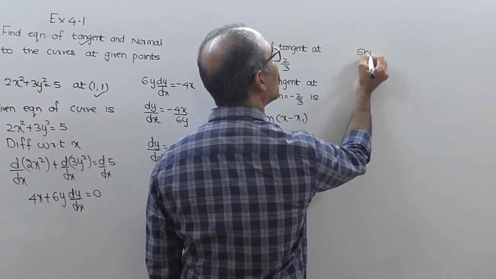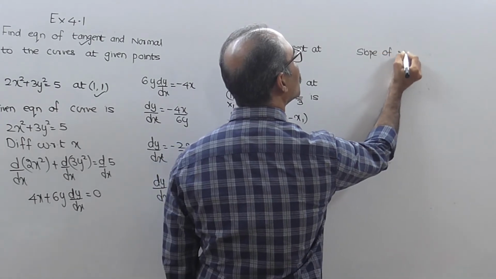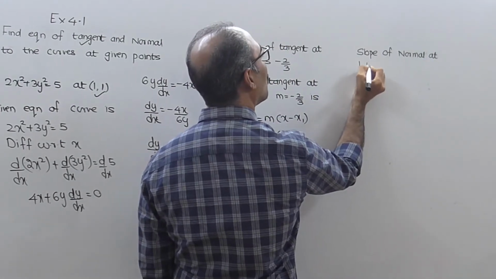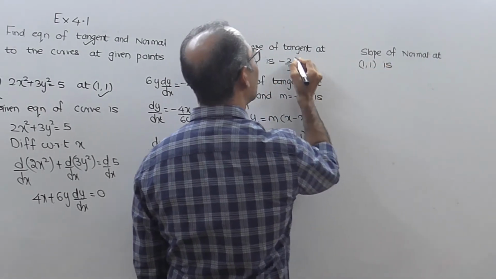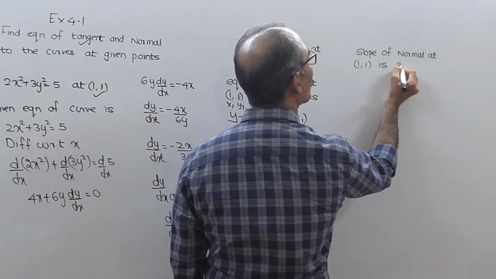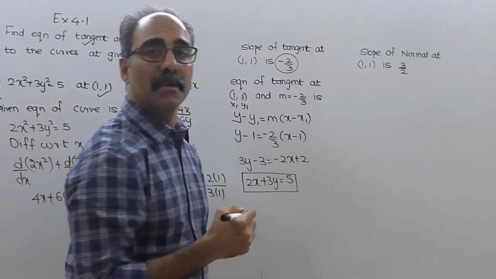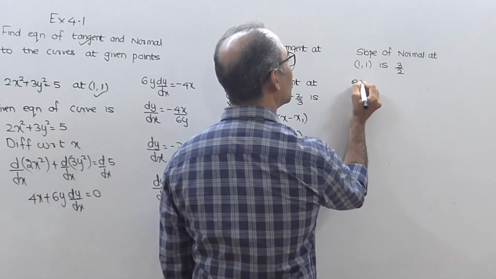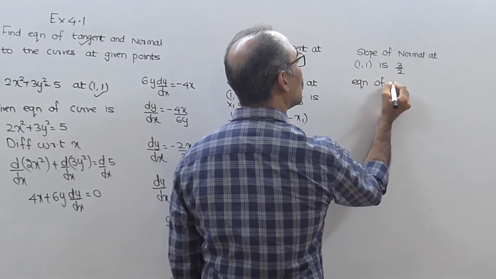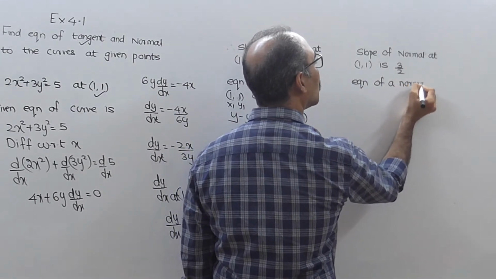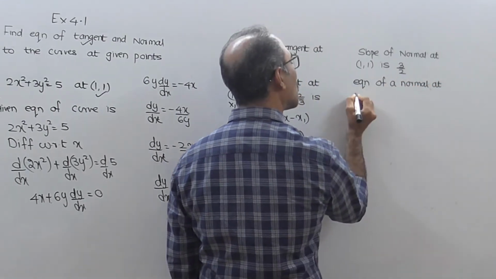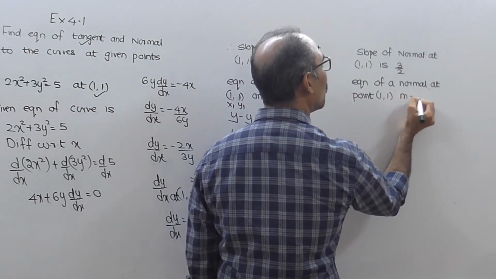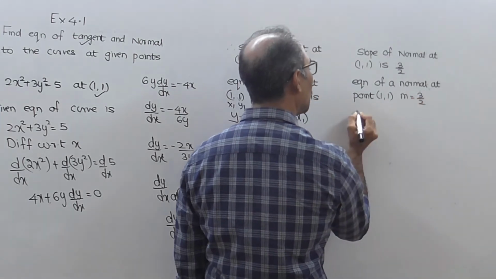Now, the slope of the normal at point 1 comma 1 is the negative reciprocal of minus 2 by 3, which will be 3 by 2. So a tangent and a normal are perpendicular to each other. So I will say the equation of a normal at point 1 comma 1, and slope is m, which is 3 by 2.